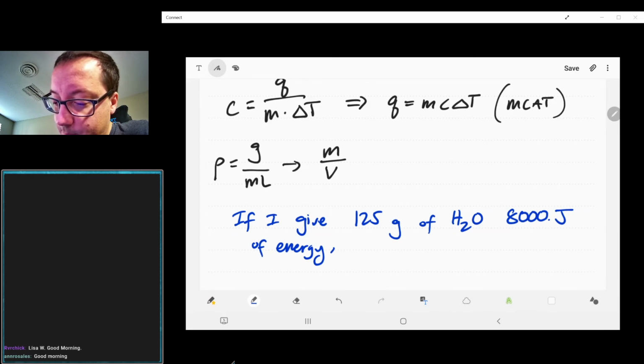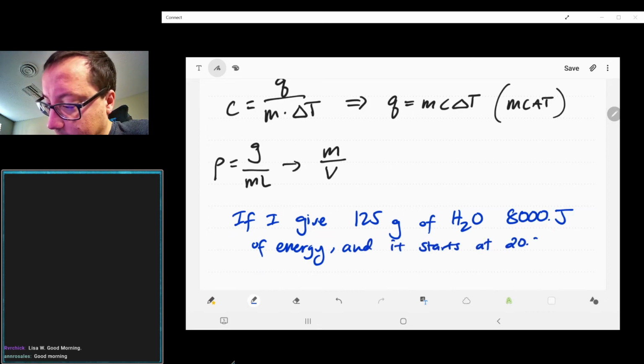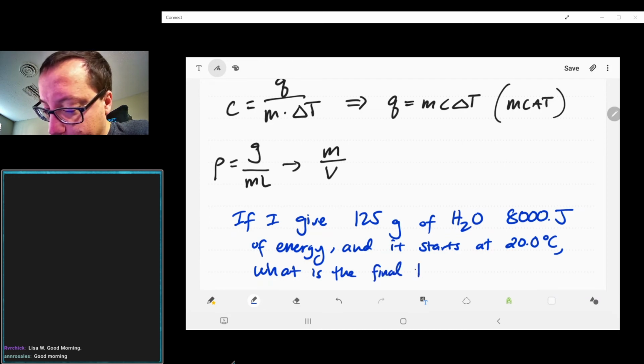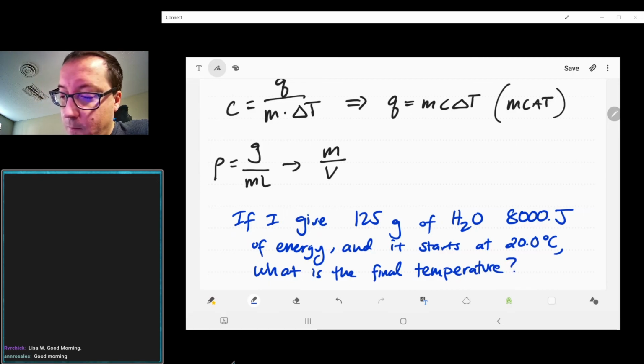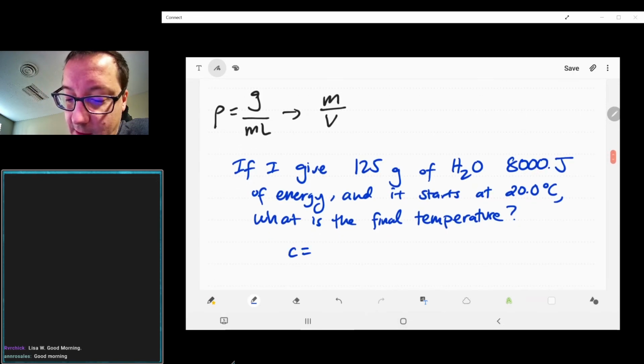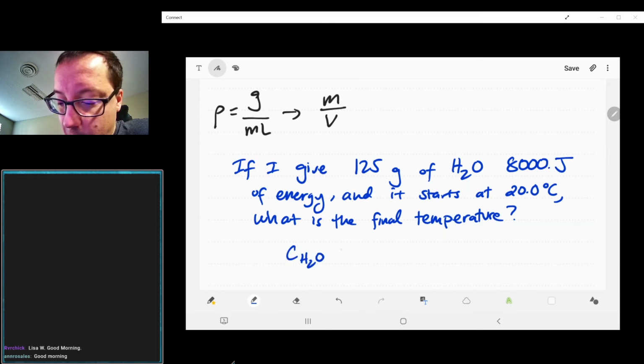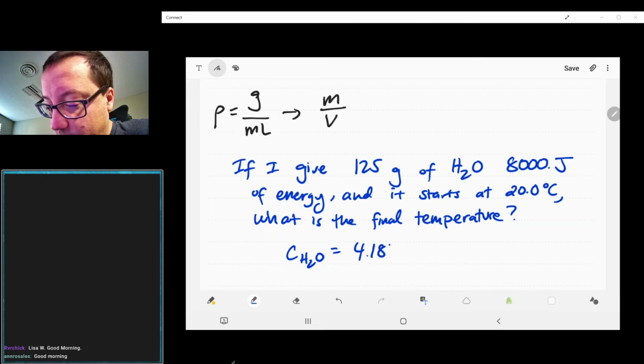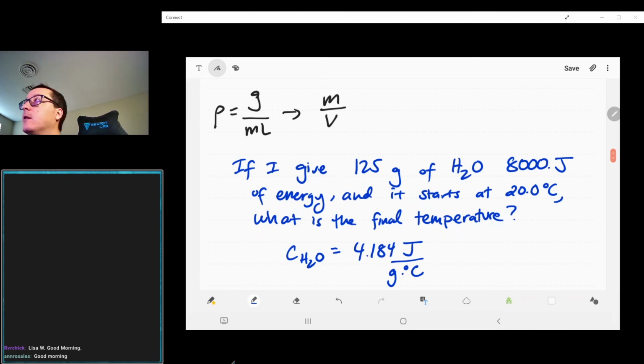Let's see, and it starts at 20 degrees Celsius. What is the final temperature? And I'm going to give us the specific heat capacity for water is 4.184 joules per gram degrees Celsius.